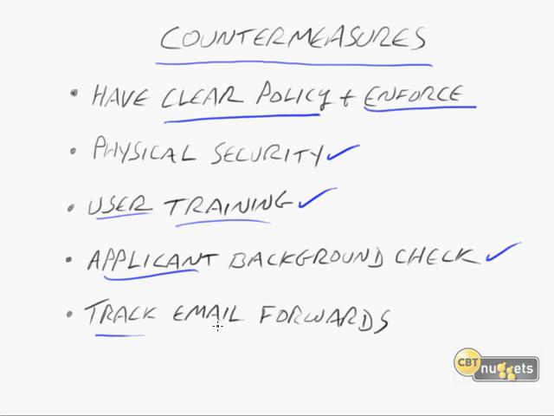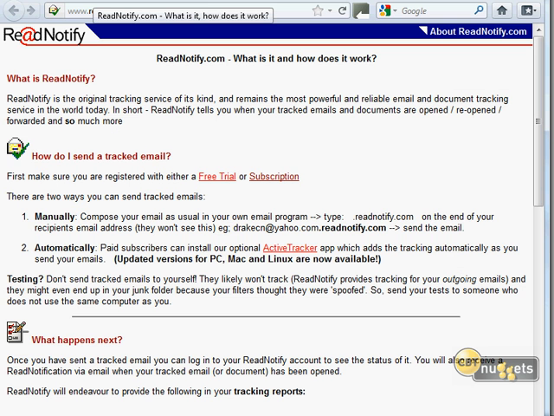Also, sometimes for email, you might want to track email forwards. A lot of organizations have emails that should never be forwarded outside of the company or never forwarded anywhere, and you might want to identify anytime that happens. There's some programmatic methods that can help you do that, but there's also this website here, readnotify.com, and with this one, it'll be able to track whether or not something has been forwarded. It also identifies when somebody opened the email. It can even tell you the approximate geographic location of the recipient of that email.